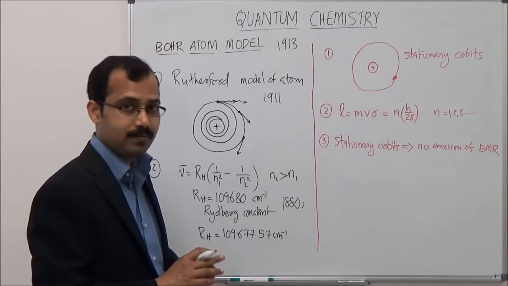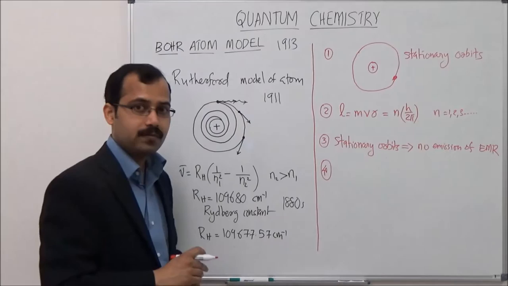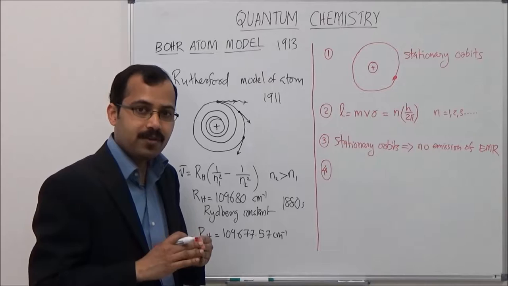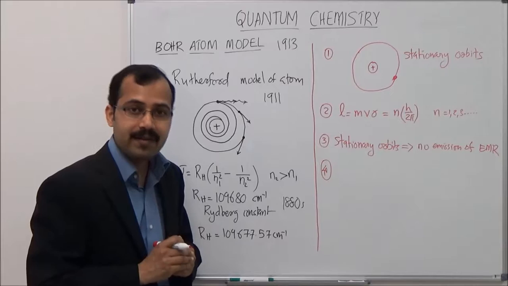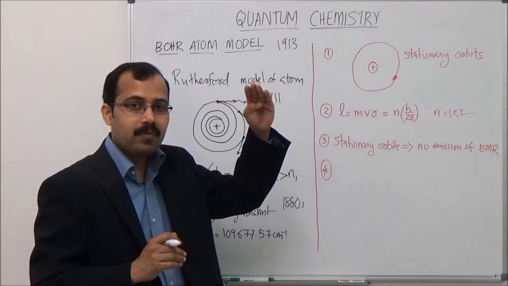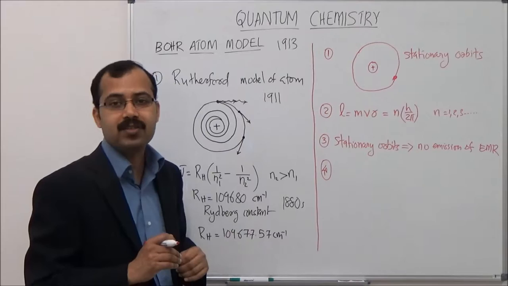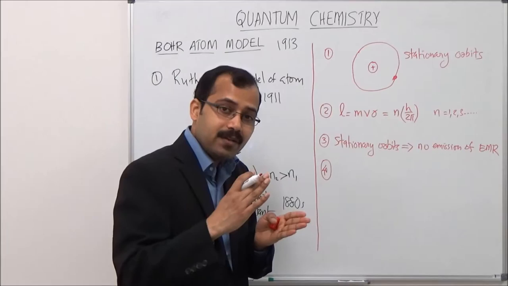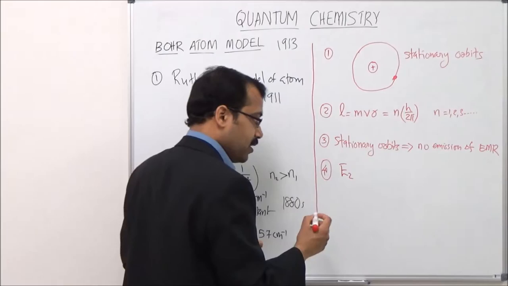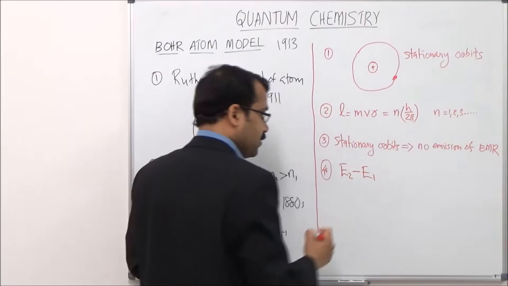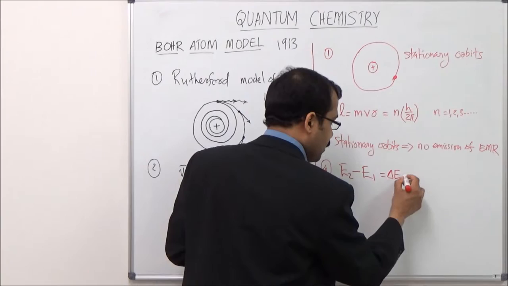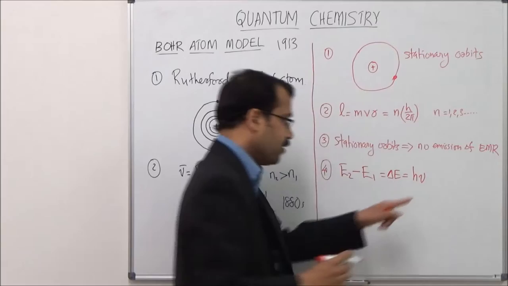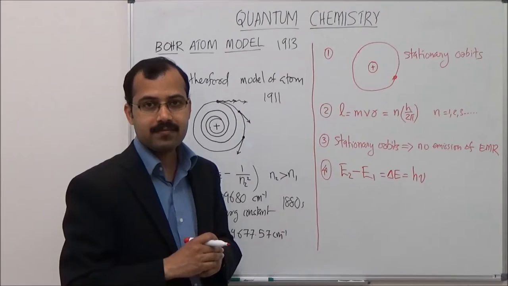And the fourth one: an electron can jump from one stationary orbit to the other stationary orbit by absorbing or emitting electromagnetic radiation. For example, when an electron falls from a stationary orbit of higher energy to a stationary orbit of lower energy, electromagnetic radiation will be emitted. And the frequency of this electromagnetic radiation depends on the difference in energy between the stationary orbits. If E2 is the higher orbit and E1 is the lower orbit, E2 minus E1 is the energy difference, which is delta E, and this delta E will be equal to h nu, where nu is the frequency of the electromagnetic radiation emitted. This is essentially the Bohr model of atom.